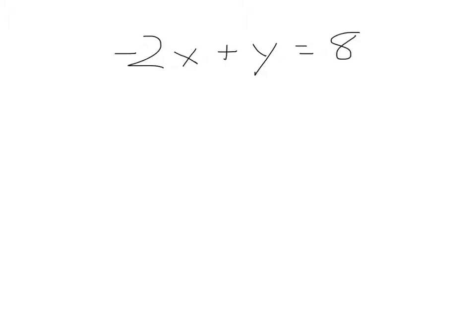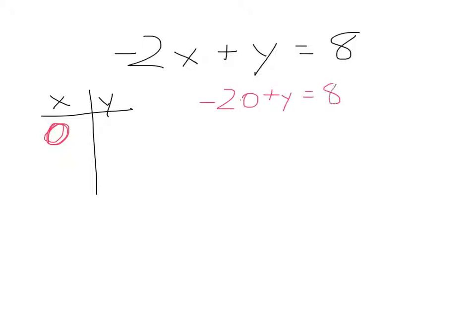Okay, if you paused it and you started working through it, I will give the solution now. So I'll make my T-chart of x and y. And I like to pick simple numbers. So I'm going to do 0 for x to start. And if I do that, I get negative 2 times 0 plus y equals 8. And so that's 0 plus y equals 8, which is y equals 8. So there's my first point, 0, 8.